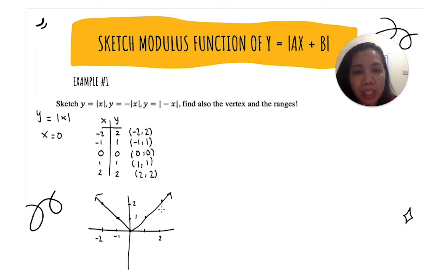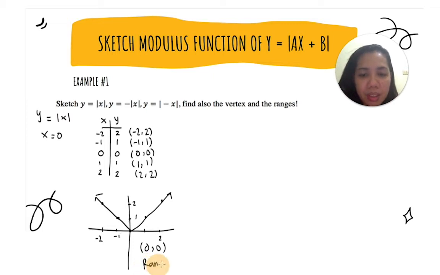Okay, now find the vertex. The vertex of this is 0, 0, and then the range. What is the range? The range is actually the set of values of y where the graph sits. Because the graph here sits on the x-axis and upwards, the range is y more than or equal to 0. So this is the range of y equals the absolute value of x.